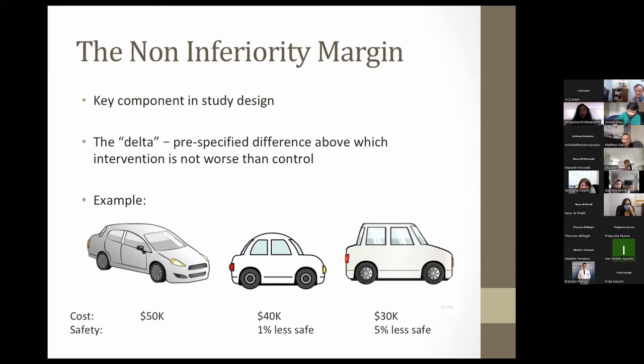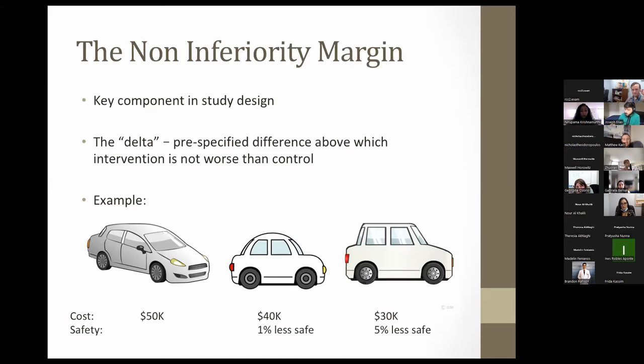So as you can tell, with this car example, it was so variable from person to person. So similarly, when it comes to trials, it's really left to the people who are designing the trial to define what amount of risk or what margin they think is acceptable in terms of worse outcomes. And unfortunately, there are a lot of guidelines around specifying these margins, but there is a lot of variation if you look at clinical trials and the non-inferiority margin.